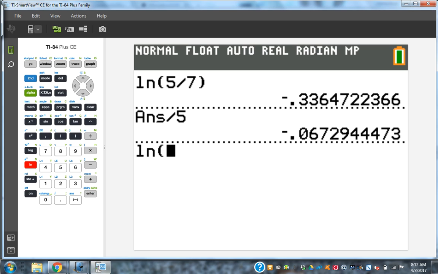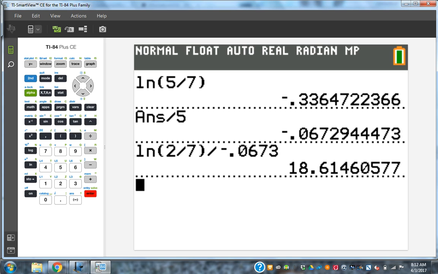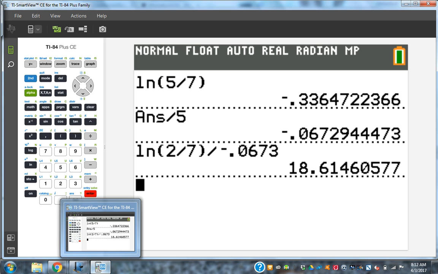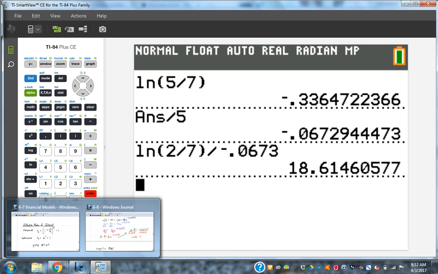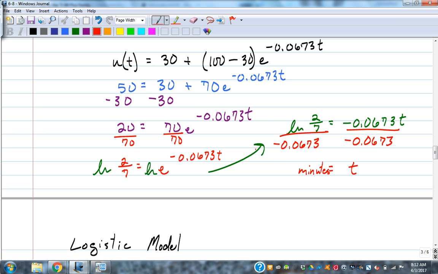So natural log 2/7 divided by negative 0.0673 gives 18.61 minutes.